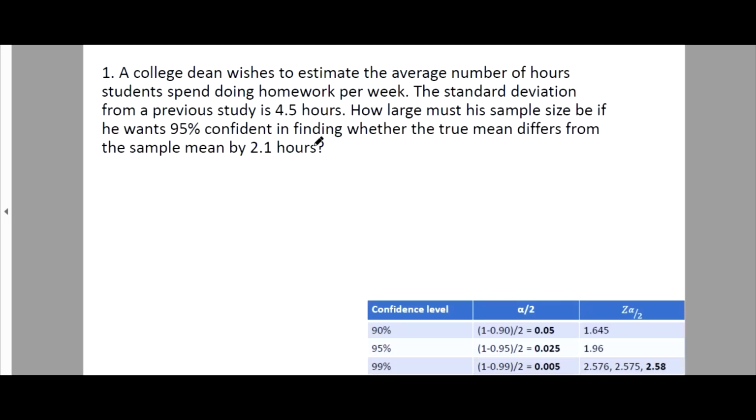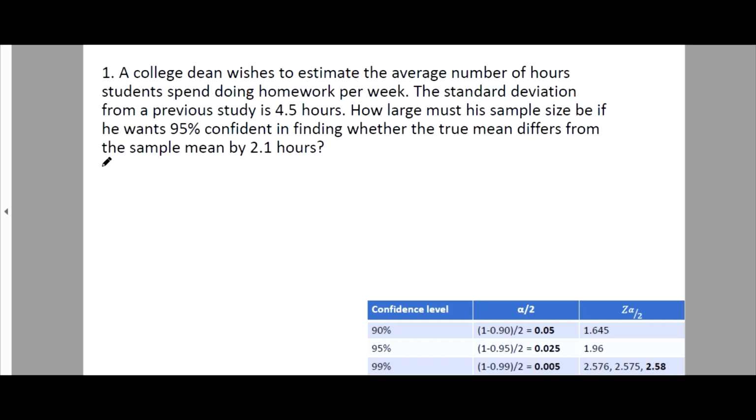A college dean wishes to estimate the average number of hours students spend doing homework per week. The standard deviation from a previous study is 4.5 hours. How large must his sample size be if he wants to be 95% confident in finding whether the true mean differs from the sample mean by 2.5 hours?